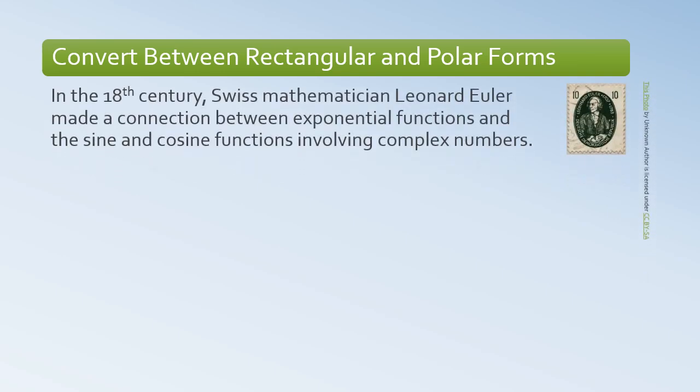In the 18th century, the Swiss mathematician Leonhard Euler made a connection between exponential functions and the sine and cosine functions involving complex numbers.